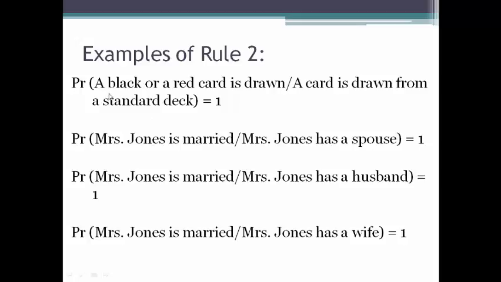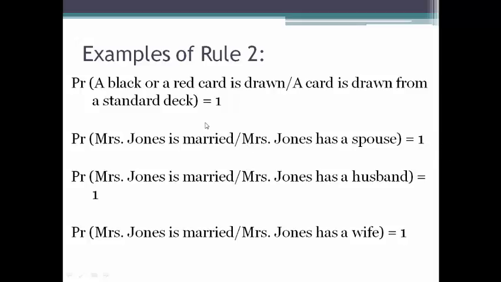So, the probability that a black or a red card is drawn, given that a card is drawn from a standard deck, is going to be 1. That's because every single card in a standard deck is either red or black. So if you're pulling a card from a standard deck, there's no way it could be anything other than black or red. The probability that Mrs. Jones is married, given that Mrs. Jones has a spouse, that's going to be 1.